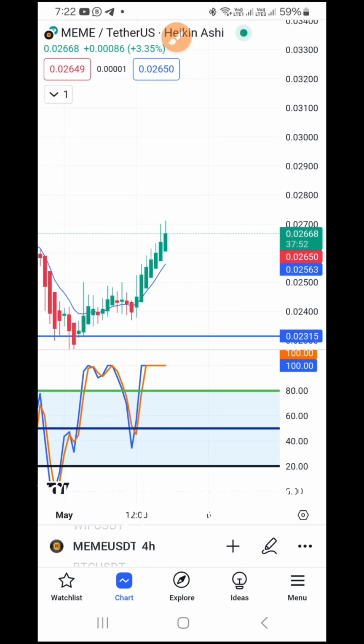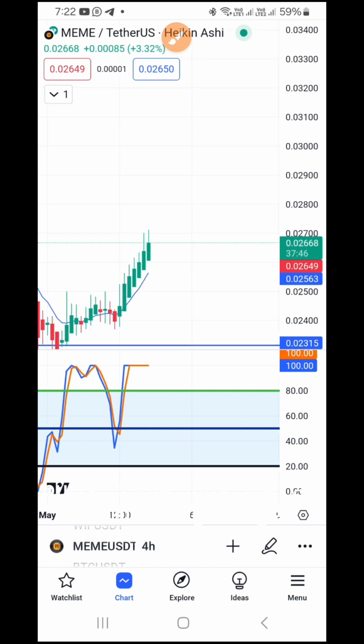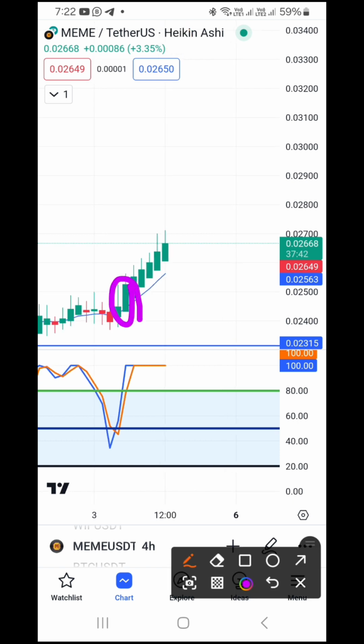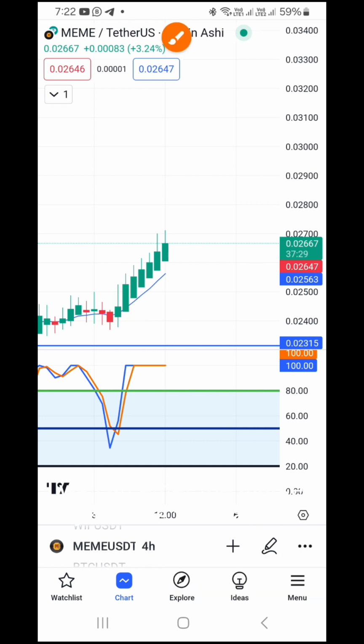That is the entry point. We call it a bullish engulfing bar. If you see a candle like this one, it means the buyers have entered the market with energy, in numbers, so we can enter the market.